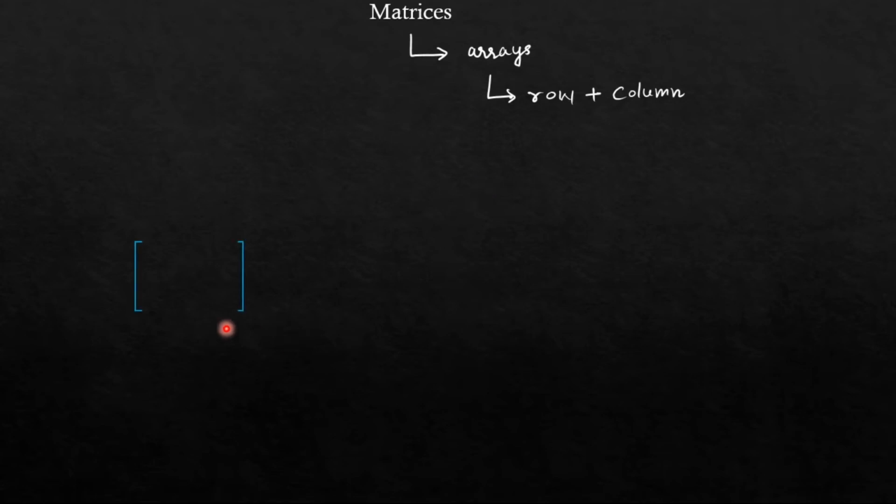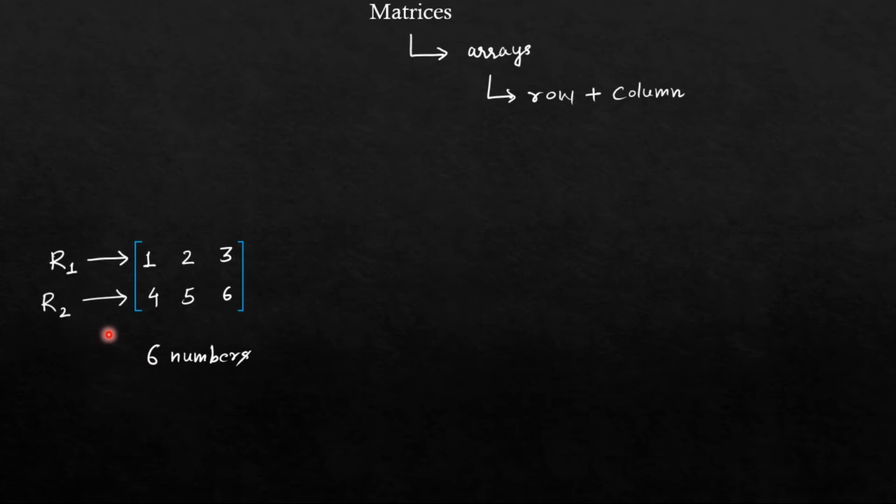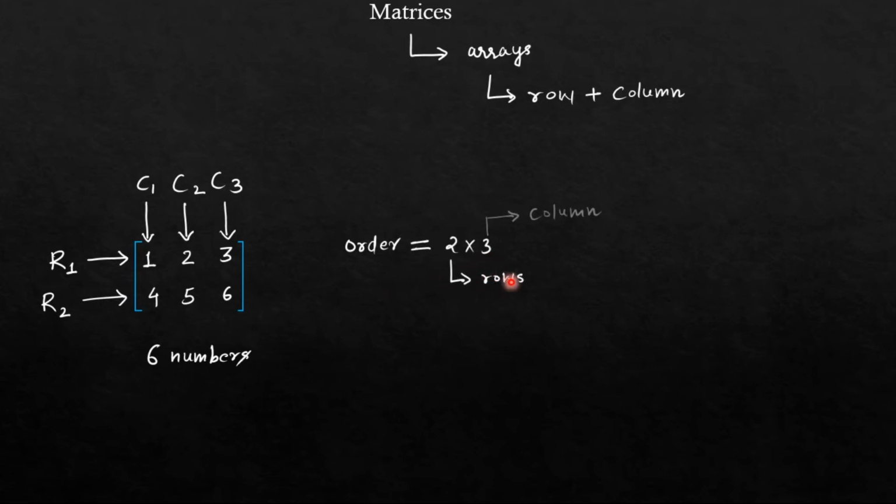Like if I say we have the numbers 1, 2, 3, 4, 5, 6. So here we have 6 numbers which are arranged in 2 rows. Rows are nothing but horizontal arrangement. So this is row 1, this is row 2. And we have 3 columns, column 1, column 2 and column 3. So we will write the order of the matrix as 2 cross 3. Here 2 represents rows and 3 represents columns.